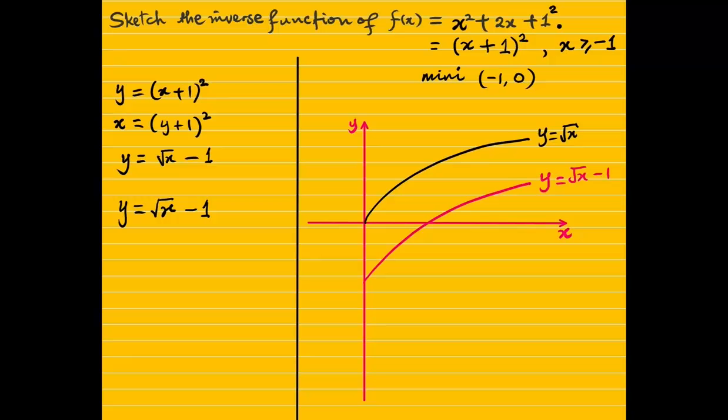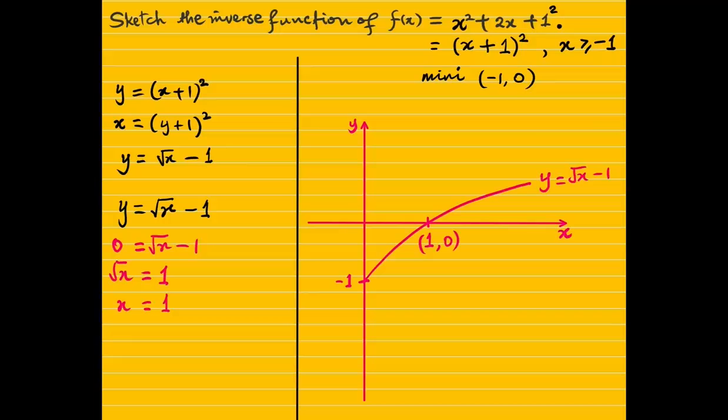The only thing left for me to do is then to identify this point, which is easy because I went 1 unit down. That will be minus 1, and then identify this, which will be 1. How do I know that that will be 1? I know that at this point also y is 0, so I make y 0 in this equation, and then I have root of x minus 1. I take minus 1 over, and then I have root of x to be 1. And then if I square both sides, I'm going to have x to be 1 squared, which is also 1. Okay, and that concludes the sketching of the inverse function.